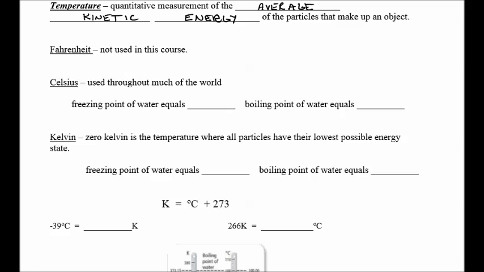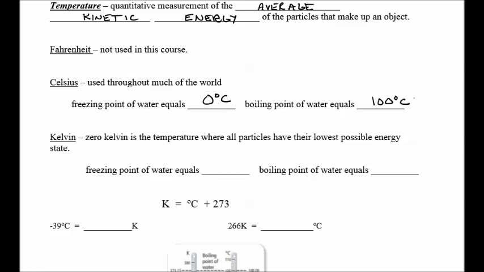We don't use the Fahrenheit scale in this course. We do use the Celsius scale, which is used throughout much of the world. The freezing point of water is equal to 0 degrees Celsius. The boiling point of water is equal to 100 degrees Celsius.